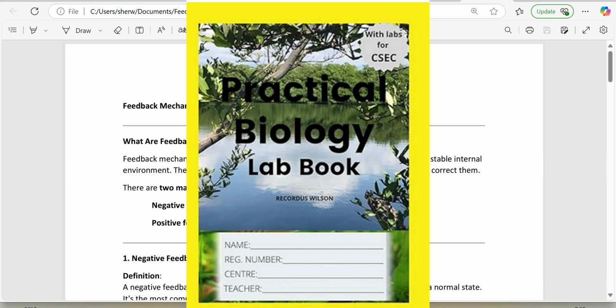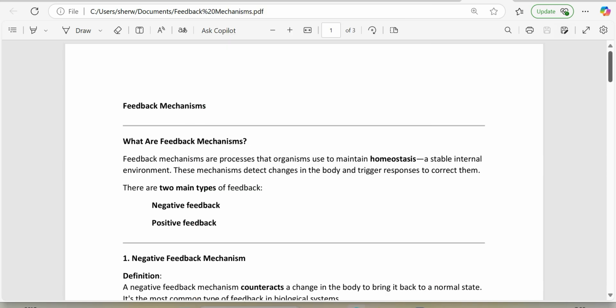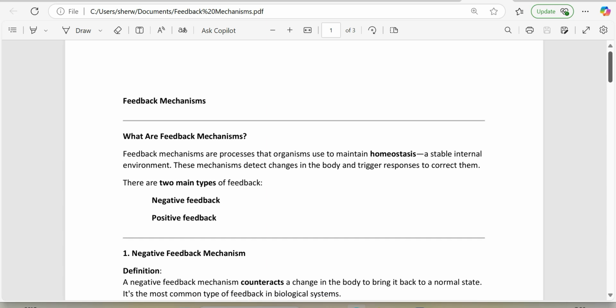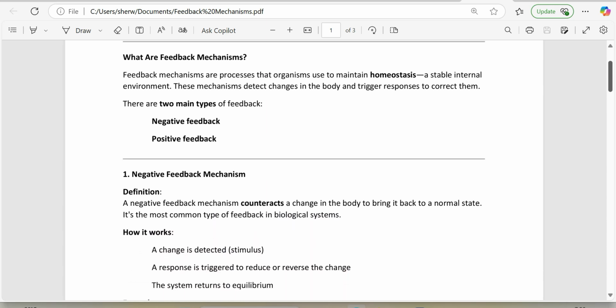Feedback mechanisms. What are feedback mechanisms? Feedback mechanisms are processes that organisms use to maintain homeostasis, a stable internal environment. These mechanisms detect changes in the body and trigger responses to correct them. There are two main types of feedback: negative feedback and positive feedback.